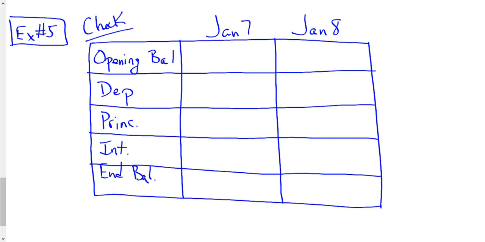Okay. Now notice right after that, the day's interest. How did they calculate that? They did it just like we did in the last example. We took $1,068.98 times, what was the rate?